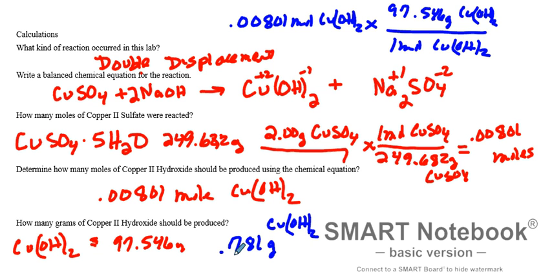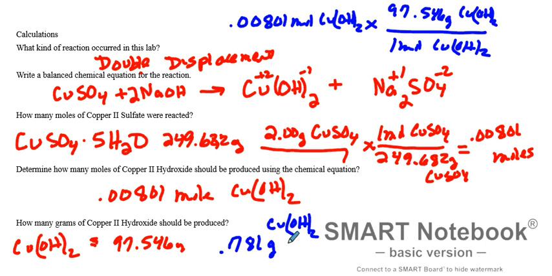We're going to call that a theoretical yield. So in theory, if I had 2 grams of copper sulfate, how much copper hydroxide should I get when I'm done with my chemical reaction? That doesn't mean that we're going to get exactly that much, because there's going to be some experimental errors.